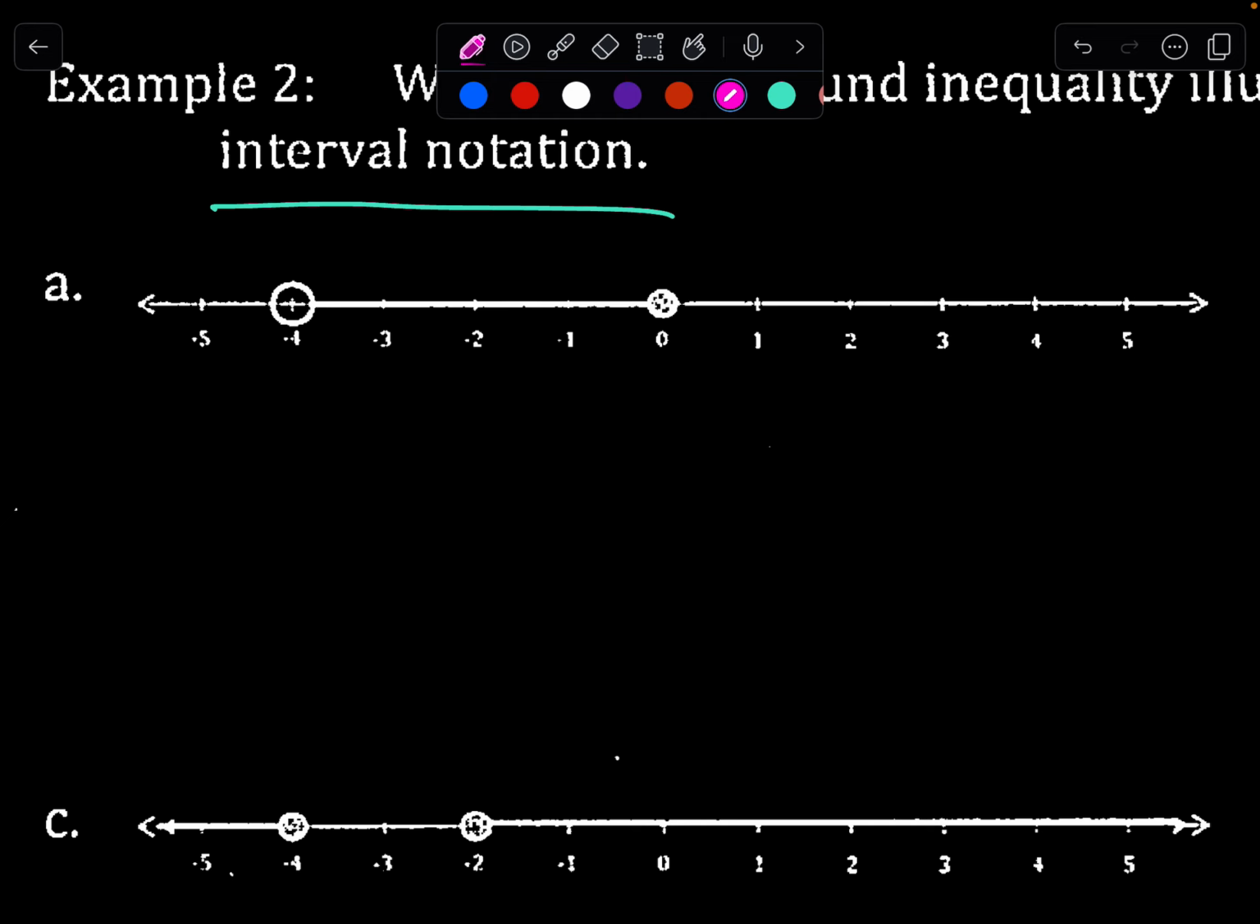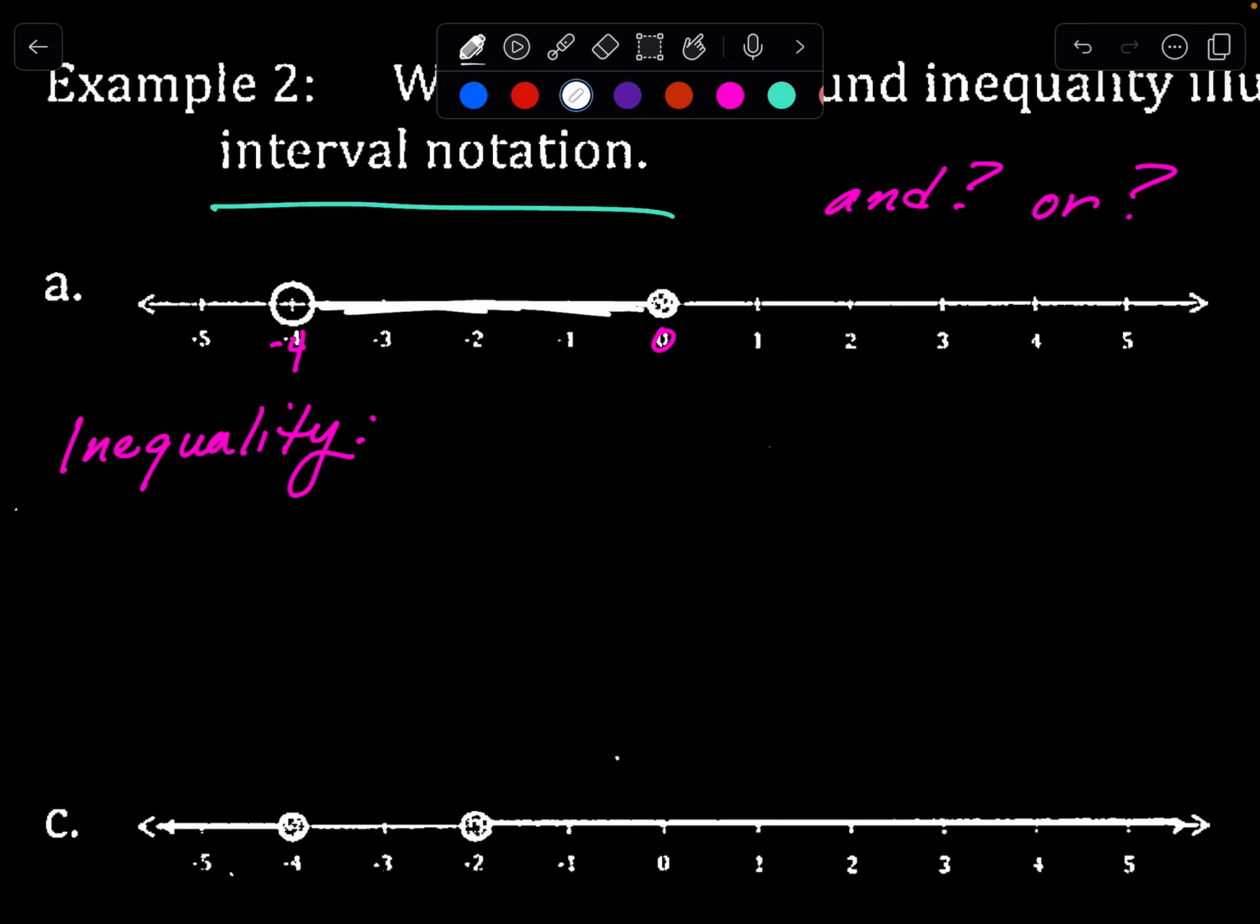You can kind of see that this is a 0 here and this is a negative 4. I'll just draw them so you guys can clearly see them. For this inequality, first off, we have to know, is this an and or an or? Well, where's the line going? The line is in the middle. That means it should be an and.